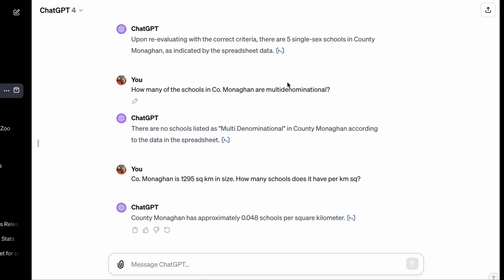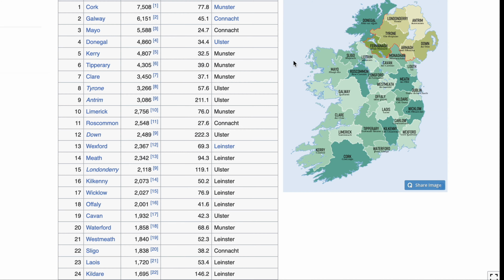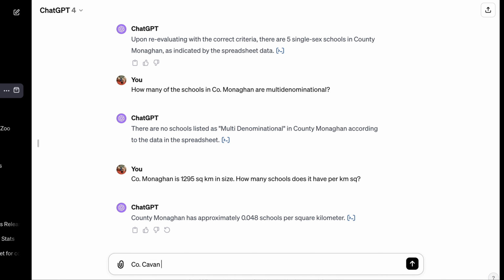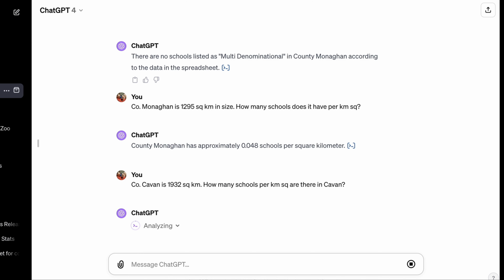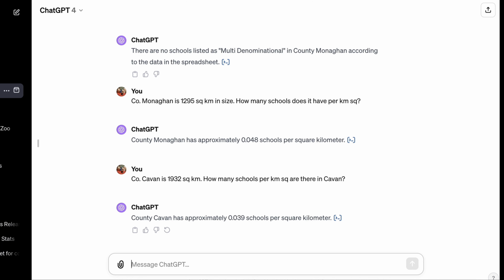Now, let's look at a different county. Maybe we'll go with their neighbours in Cavan. So Cavan is 1,932 in terms of square kilometres. County Cavan is 1,932 square kilometres. How many schools per square kilometre are there in Cavan? And let's see who wins. So let's see if they get the analysis. They have to find out how many schools there are in Cavan in the spreadsheet. Let's see how many they have. And what you can start doing then is you can start looking at lots of data in that respect and creating tables and things like that. So they have fewer schools per kilometre. So County Cavan has fewer schools than County Monaghan per square kilometre.